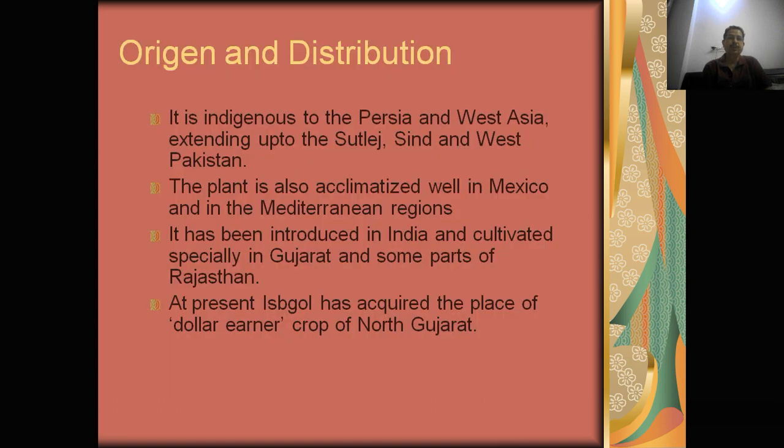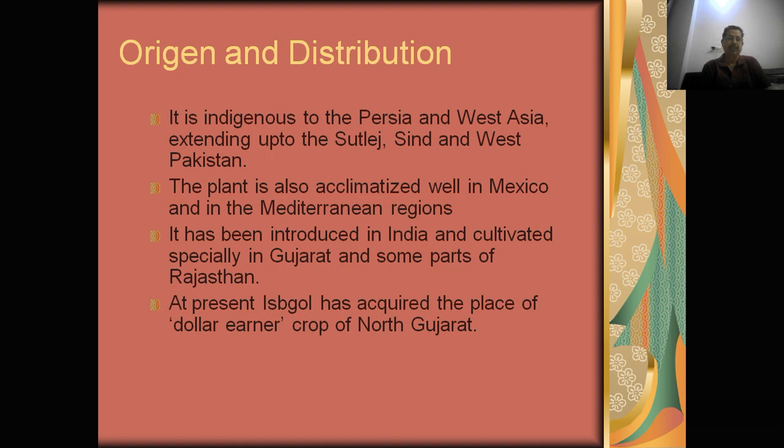Then origin and distribution. It is indigenous to Persia and West Asia, extending up to Satluj, Sindh and West Pakistan. The plant also grows well in Mexico and in the Mediterranean regions. It has been introduced in India and cultivated especially in Gujarat and some parts of Rajasthan.